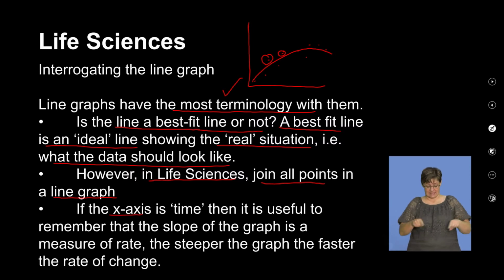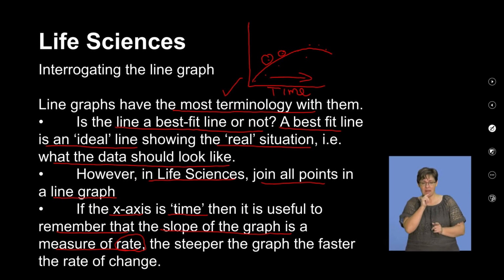If the x-axis is time, this is very important, it is useful to remember that the slope of the graph is a measure of the rate. So when you have time on the x-axis, remember that time is a state of progression. It would mean that it's an expression of the rate of the dependent variable. So you're going to see that as time progresses, there is a change in the rate of the reaction. So the steeper the graph, the faster the rate of change. As you would see, the rate tends to stabilize here.